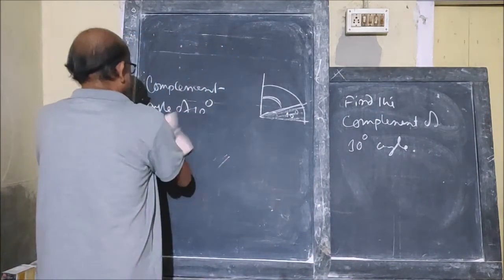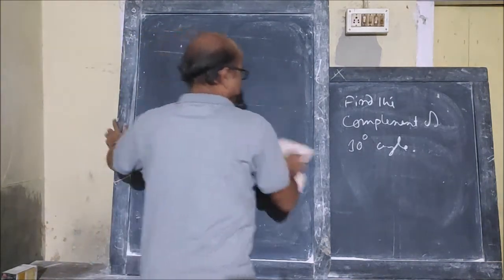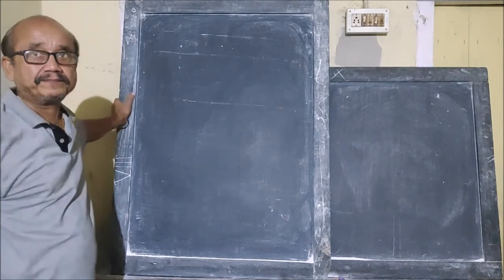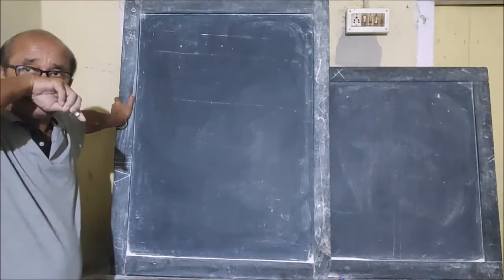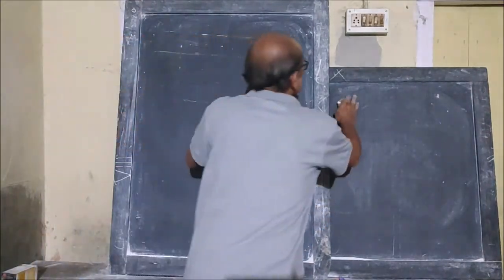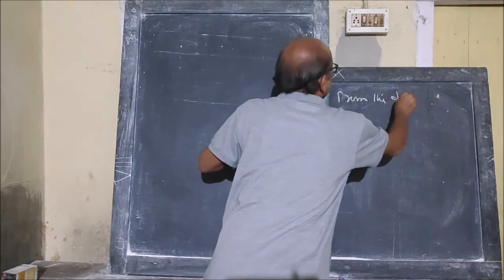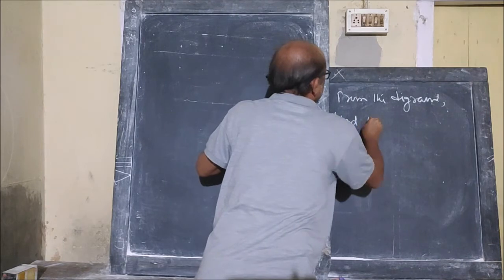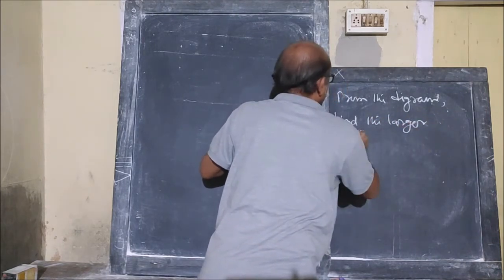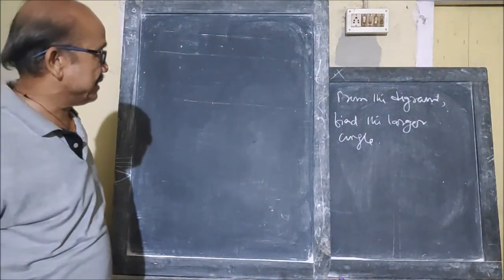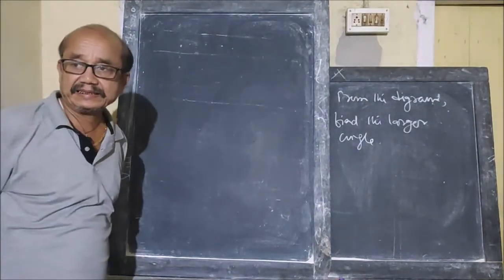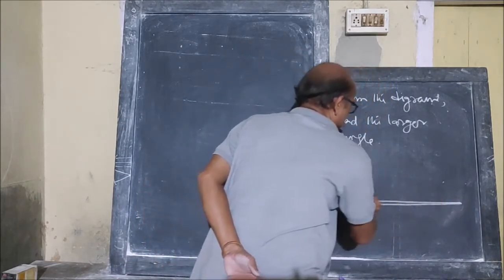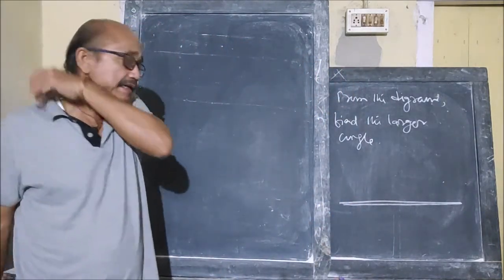Now another problem, a very important one. From the diagram, find the larger angle. From the diagram or figure, find the larger angle. You see here, the figure is that one, and the angles are given.